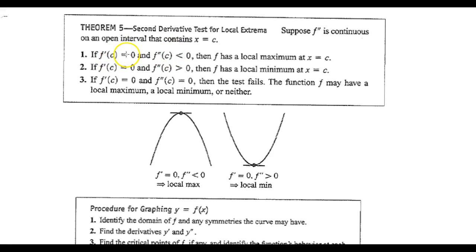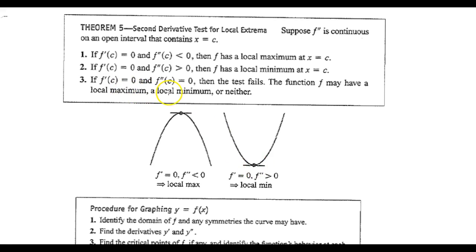So if the first derivative is 0, we know we have a horizontal tangent line. If the second derivative is negative, that means we have concave down. So horizontal tangent line with concave down means we have a local maximum. First derivative being 0, second derivative being positive, that means we have a horizontal tangent line, but the second derivative being positive means we have concave up. So concave up with a horizontal tangent line means that we have a local minimum.